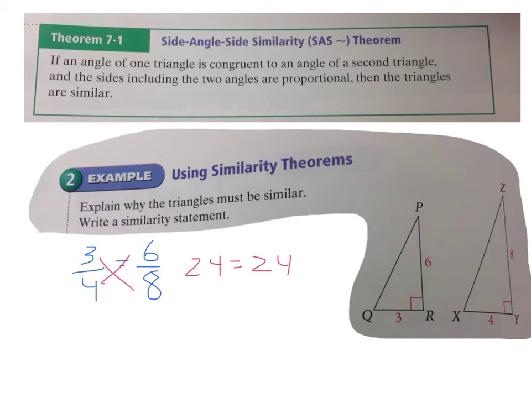Then it asks us to write a similarity statement. Please pause the video while you do this. If I call the one on the left triangle PQR, how must you name the one on the right in order to get full credit? You're going to say triangle ZXY.